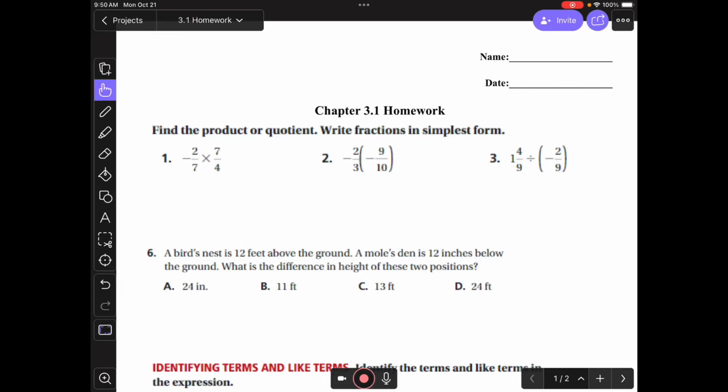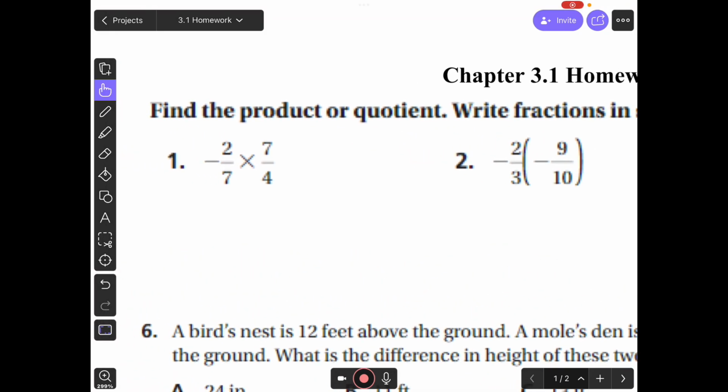All right, this is chapter 3.1, homework help. We'll get started. For number 1, it says find the product or quotient. We're just multiplying here.